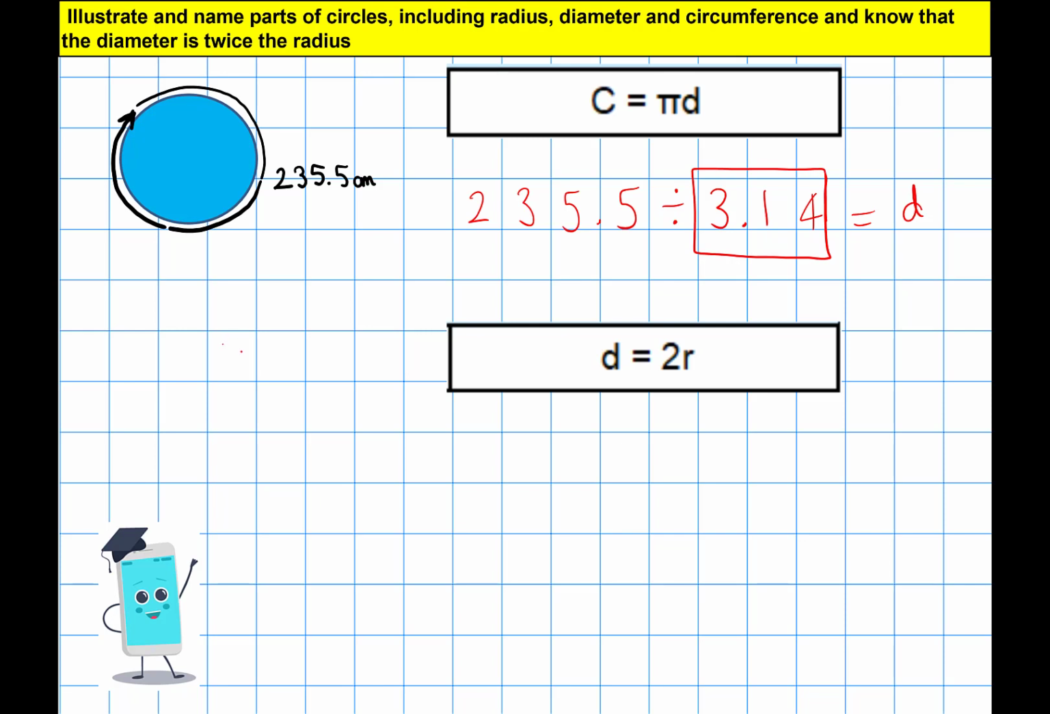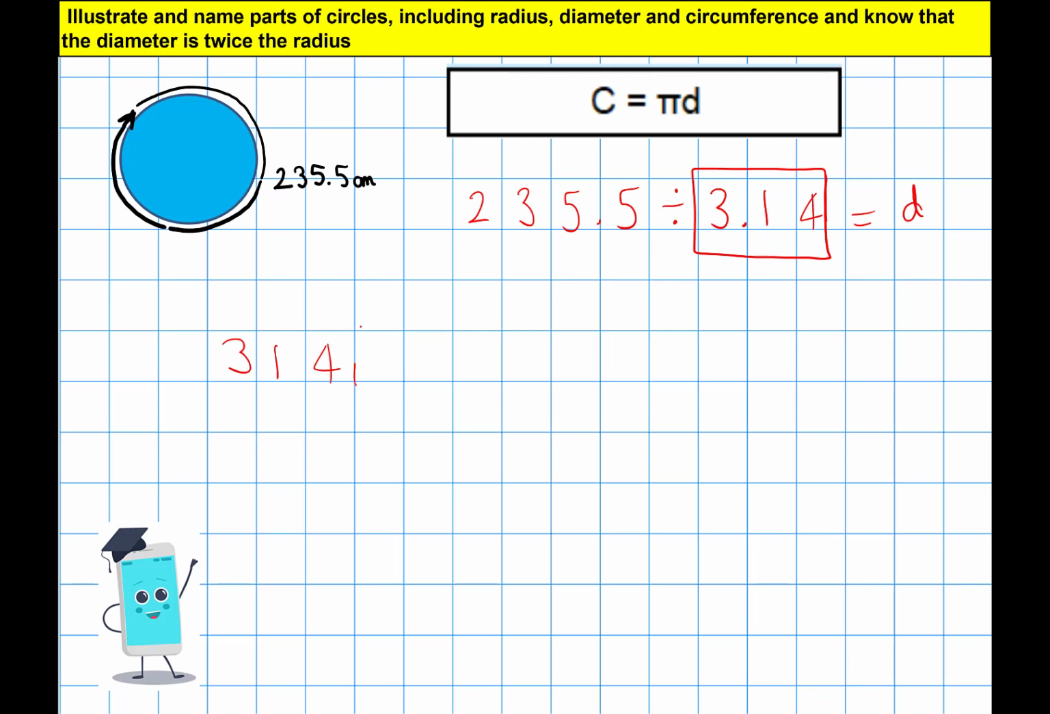So if I'm going to divide by 314, I've multiplied that number by 100. I need to do the same to my 235.5. I need to multiply that by 100 as well. So my decimal point is going to move over 2 spaces, so I need to put a placeholder. Okay, so this calculation will give us our diameter.